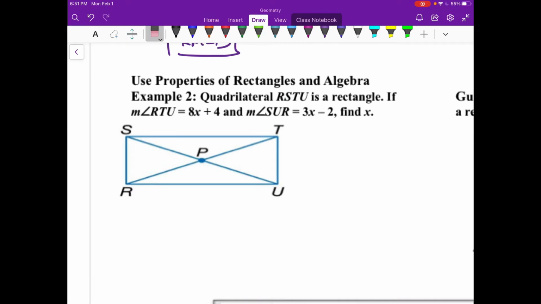Okay, next example, we've got another quadrilateral that's a rectangle. This time it gives us some angles. First one is RTU, which is this angle right here. It tells us that that is 8x plus 4. And then it gives us another angle. It tells us SUR, which is this angle, is 3x minus 2.